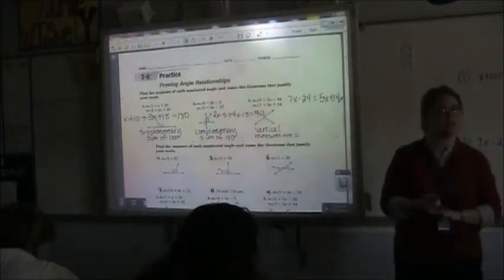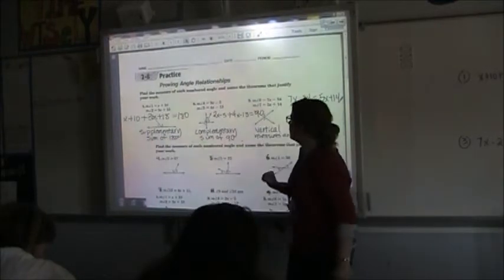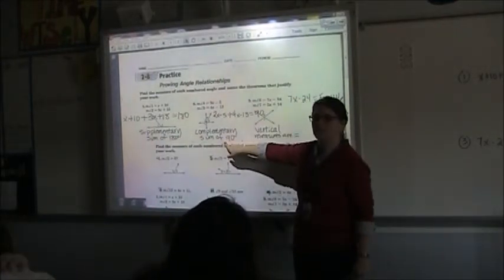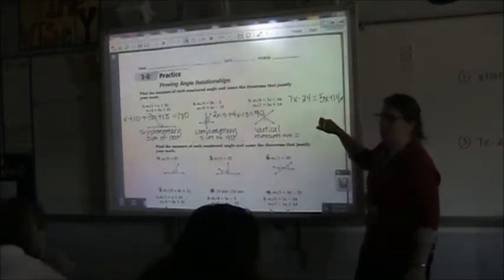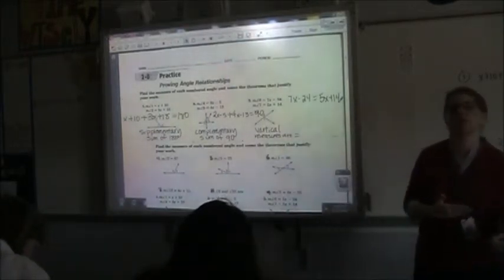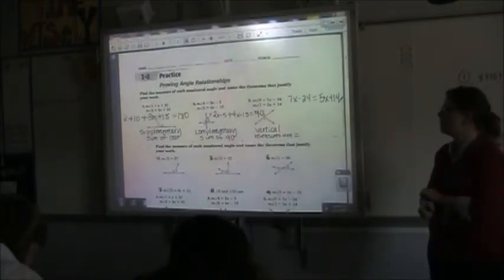So those are your 3 situations. Either it's supplementary with the sum of 180, complementary with the sum of 90, or vertical where measures are equal. And you just set up your equation exactly like that relationship describes.